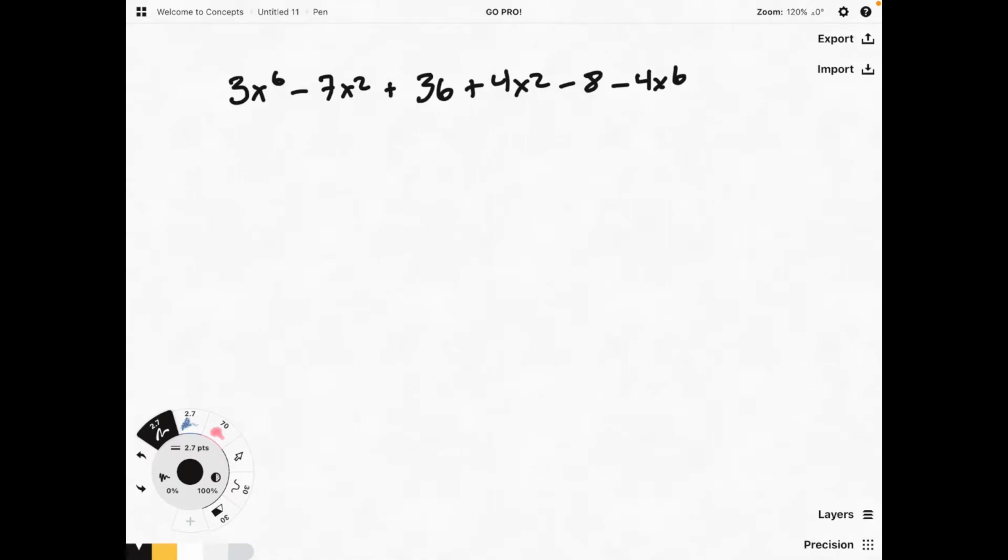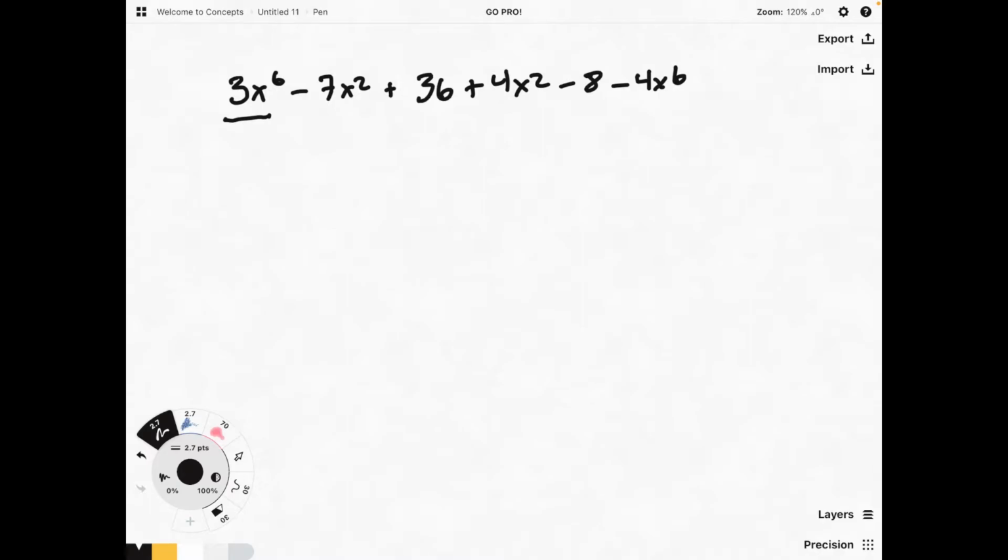Okay, so looking at our first example, we have 3x to the 6th minus 7x squared plus 36, plus 4x squared minus 8 minus 4x to the 6th. So thinking about our apples and oranges, we're trying to add and subtract like items, right? And so with that, we're going to look at the power, and we're going to see how many of each power that we have. So in this case, we're going to look at the power of 6 and how many there are.